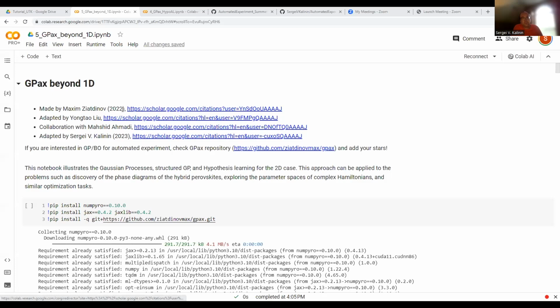So this being said, let me show you how Gaussian processing works beyond the one-dimensional case. So again, GPax has been developed with experiment in mind. With the experiment in mind, it can work for relatively low dimensional cases, so for 2, 3, 4 dimensions. It is not designed to work with more than 4 dimensions for the time being.